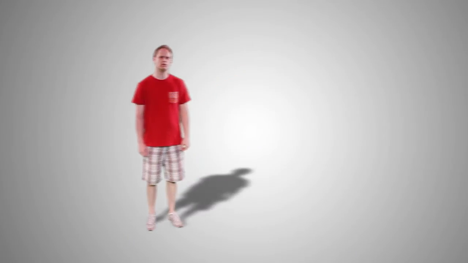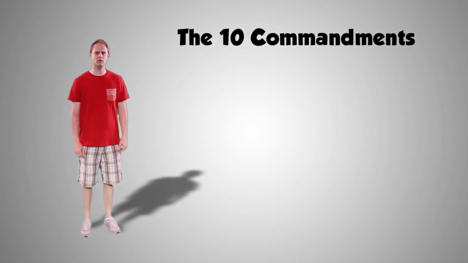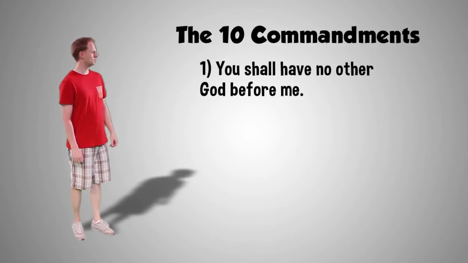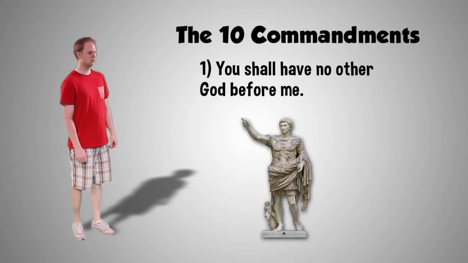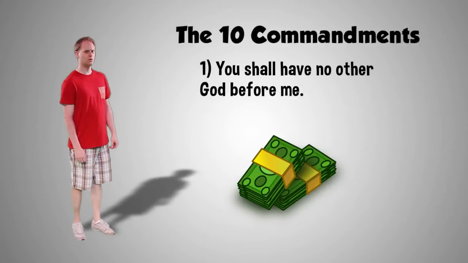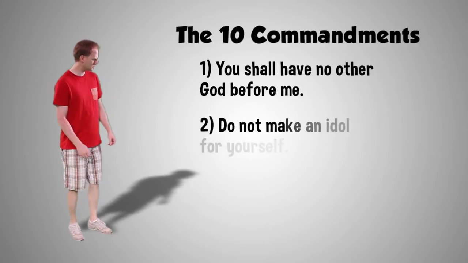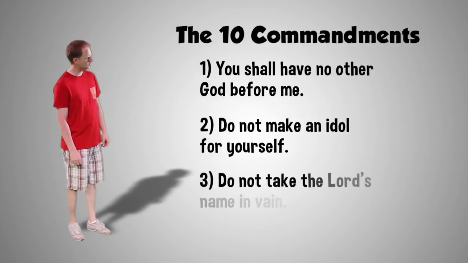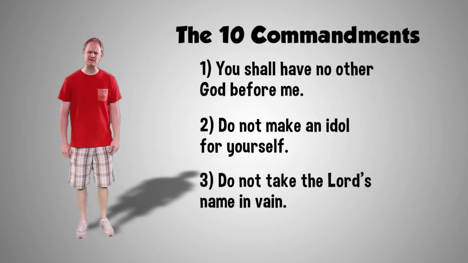Well, let's list them out, shall we? The first commandment God gave his people is that they should have no other God before him. That means no worshiping any other thing, whether it be a person, a statue, nature, or even money. They also couldn't make any idols for themselves. The third commandment was that they couldn't take the Lord's name in vain. Well, what does that mean? It means not using God's name carelessly. He's God after all, and his name should be revered and only used in a good and honorable way.